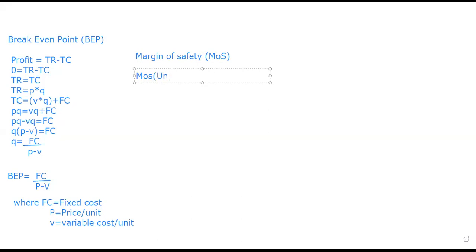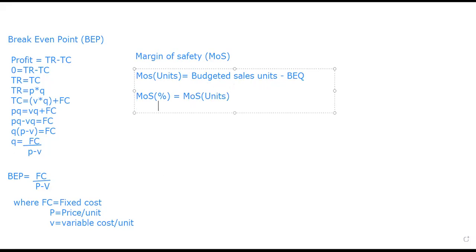To calculate margin of safety in units, the formula is budgeted sales units minus break-even quantity. Okay, budgeted sales units minus break-even quantity. You can also be asked to calculate margin of safety in percentage. That one is equal to MOS unit over budgeted sales, times 100.